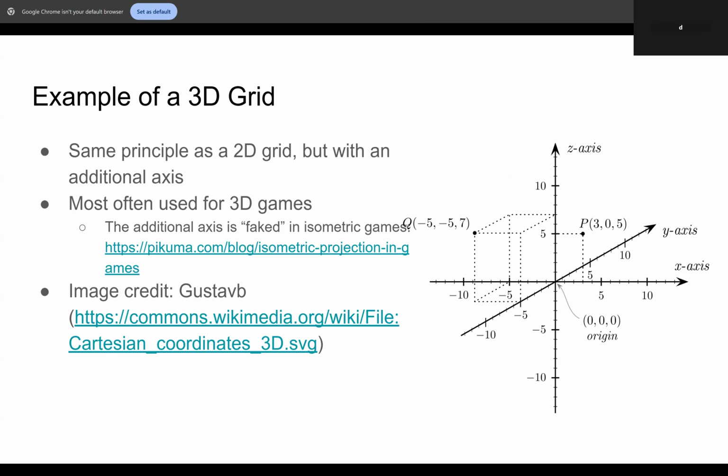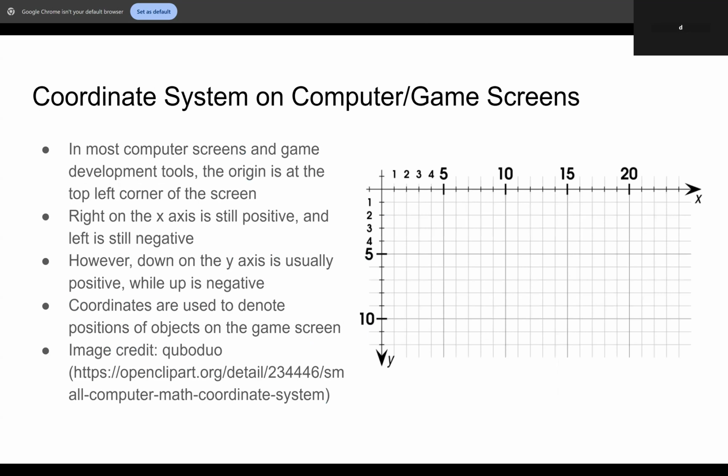Okay, so these are the coordinate systems that you would probably see in math class that you might already be familiar with. Okay. Now let's talk about how this translates to computer or game screens. So when you're looking at a TV screen or your computer screen or your smartphone or whatever, you also have a coordinate system there. So when you run any software on those screens, the objects are also positioned on the coordinates, but it looks a little different from the Cartesian one that we looked at, right?